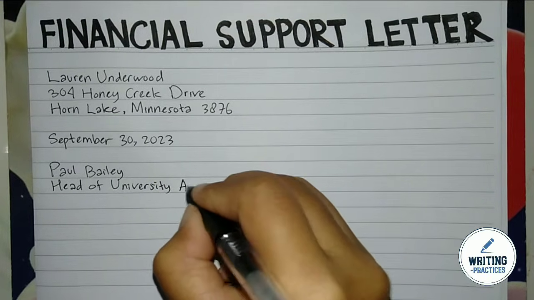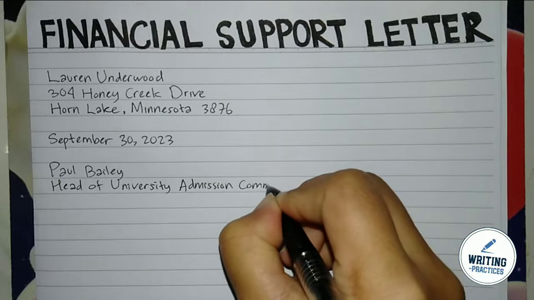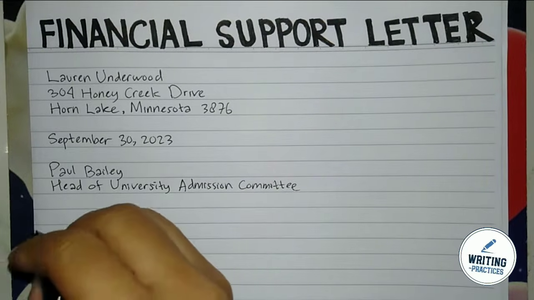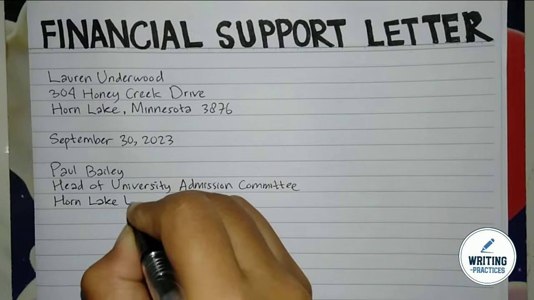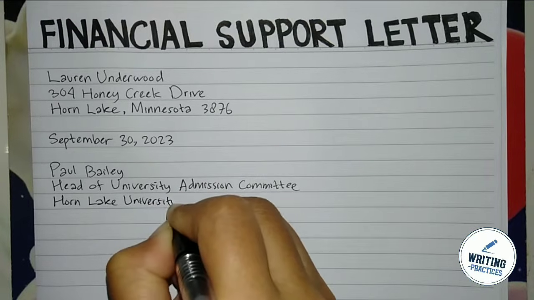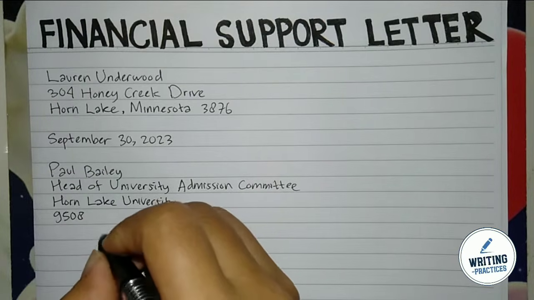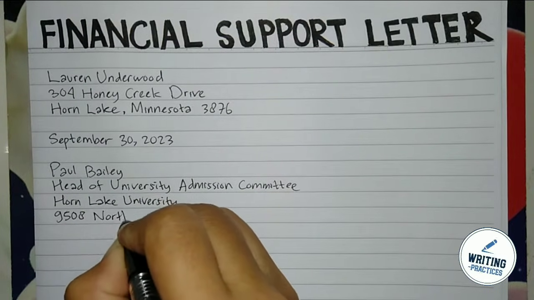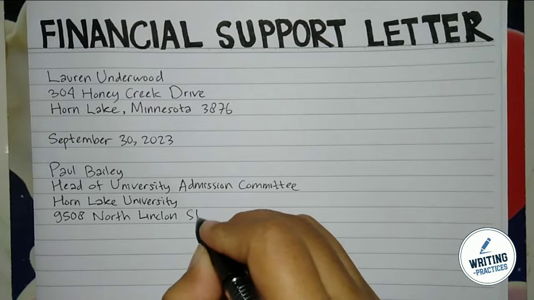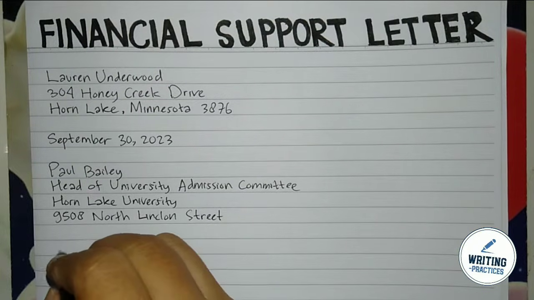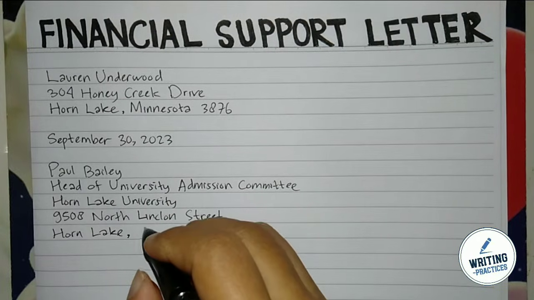In this example, the letter is addressed to the head of University Admission Committee. And write the name of the organization or university or school name. Once you're done, write the address too of the organization or institution. You need to mention the number, street name, city, state, and zip code when you write the address.